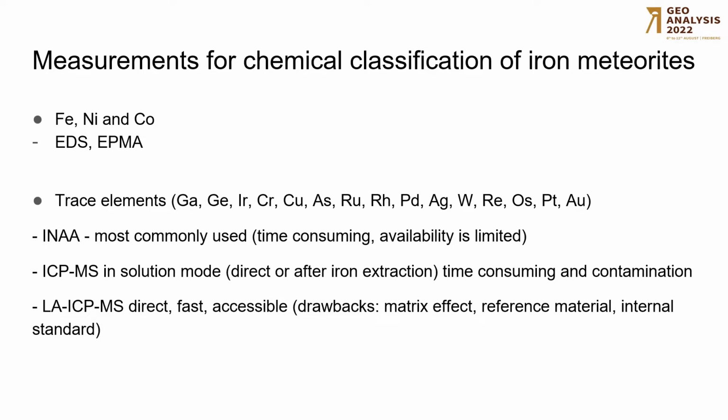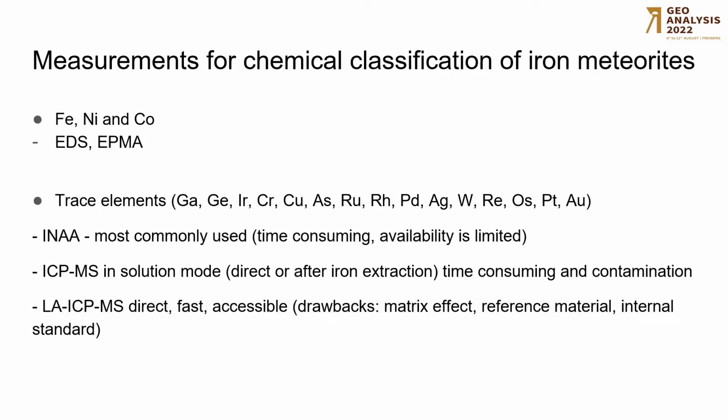In the case of trace elements, for decades, the preferred analytical technique to chemically characterize iron meteorites has been INAA. However, this technique is notably time-consuming and its availability is limited. ICP-MS has been used for the chemical characterization of iron meteorites in solution mode, directly or after matrix separation to avoid interferences. The dissolution and separation procedures are also time-consuming and susceptible to contamination.